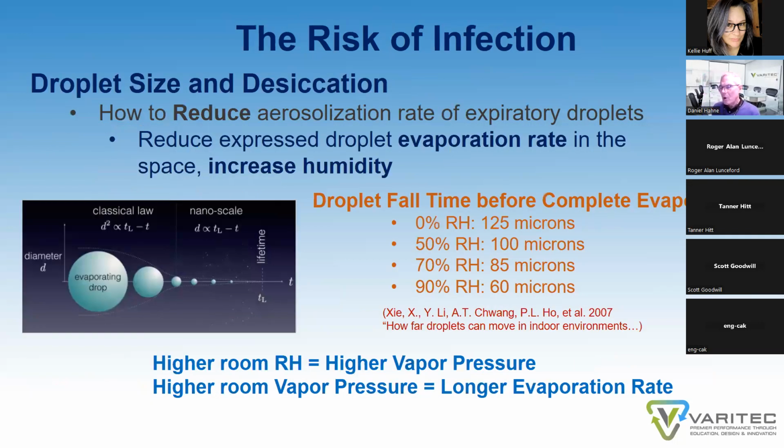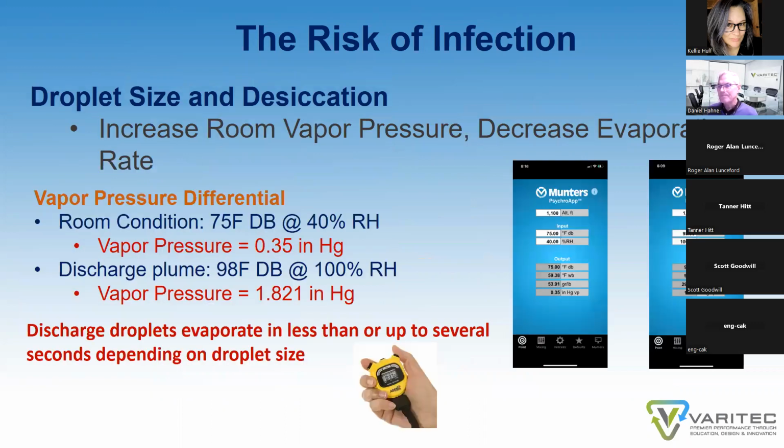So the goal, with a properly humidified space, is to reduce the evaporation rate of released droplets so they maintain their mass and they are able to drop out of the air more quickly, where they cannot be breathed in by other people within the same space and put them at risk of infection.